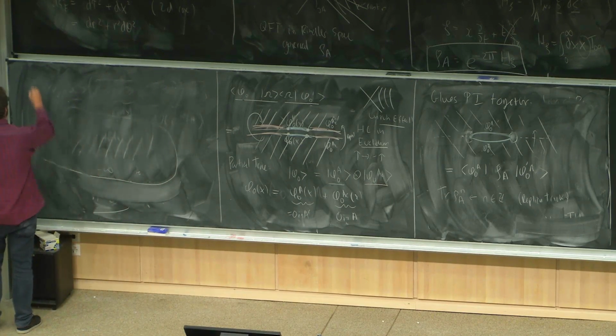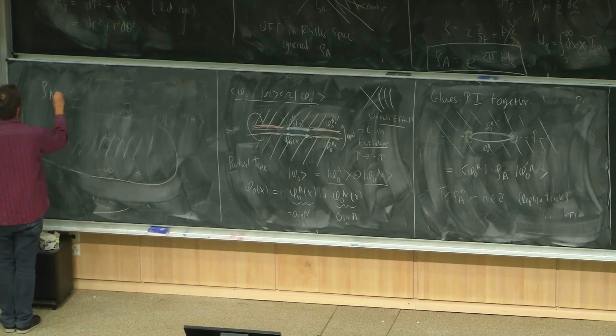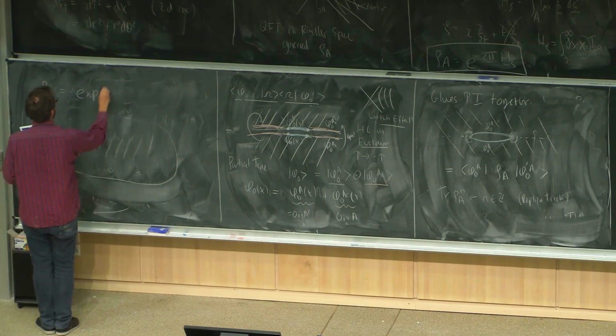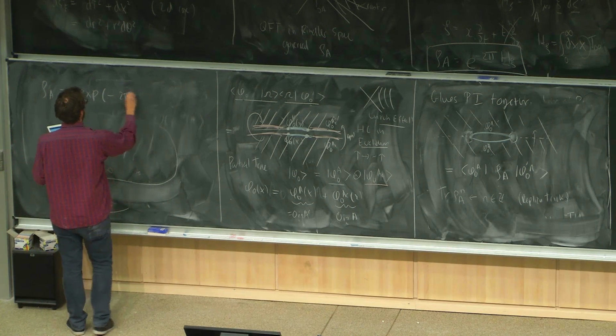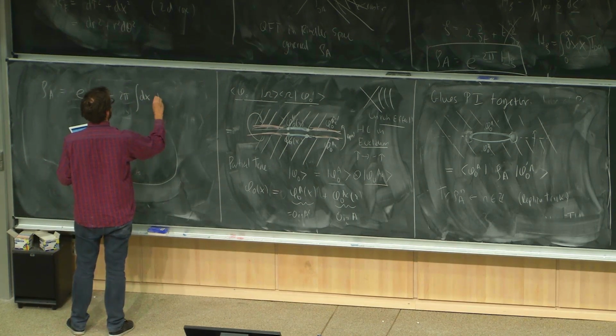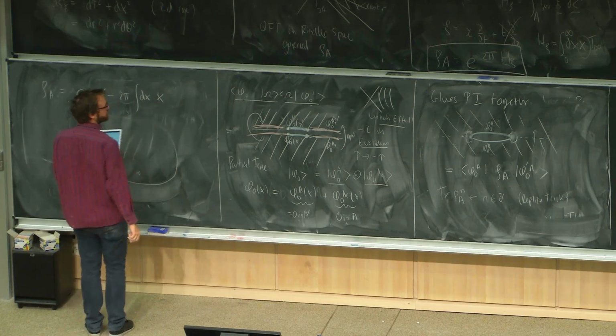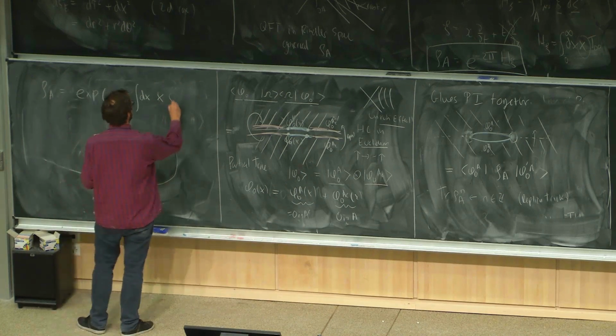Okay, so the physics. Let's unpack this formula a little bit more. So we have rho A, let me just write it out, is exponential minus 2 pi integral dx, x times T00. But what is T00? It's the energy density, so I'll call that rho of x.